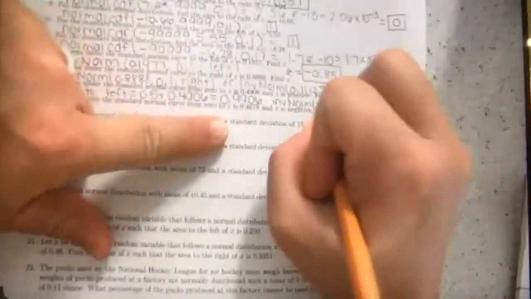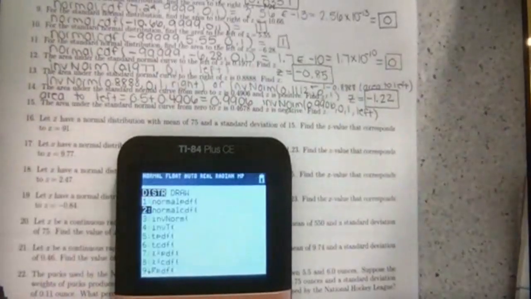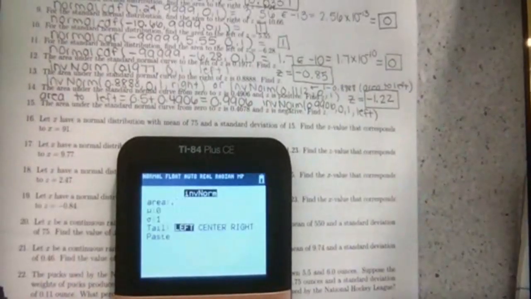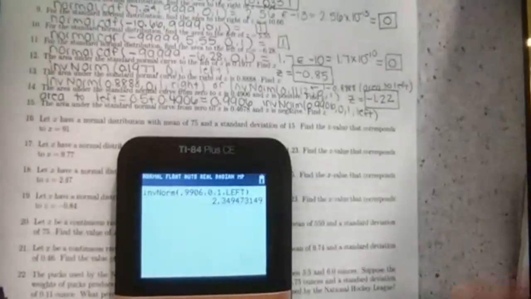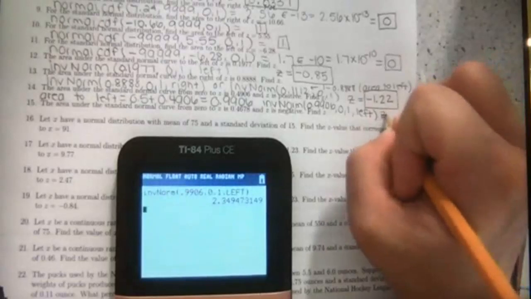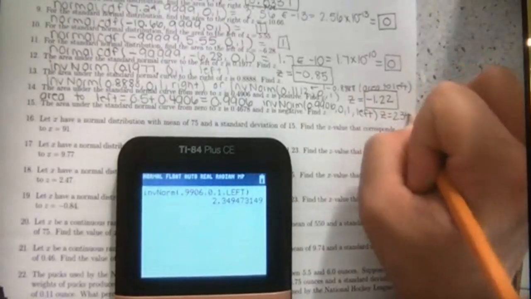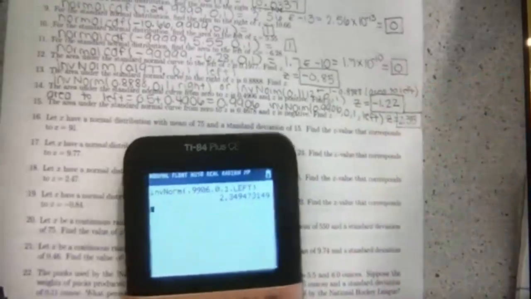The area to the left we found was 0.9906. Our mean is 0, our standard deviation is 1, and that was our area to the left. Second vars, inverse norm, 0.9906, and that's area to the left. Mean is 0, standard deviation is 1. And this will tell us that our z value is 2.349, so z is 2.35.